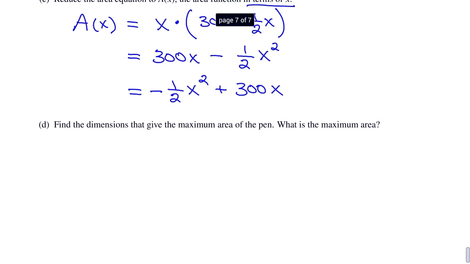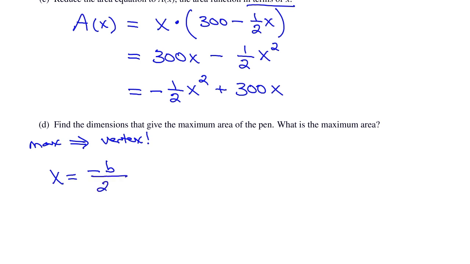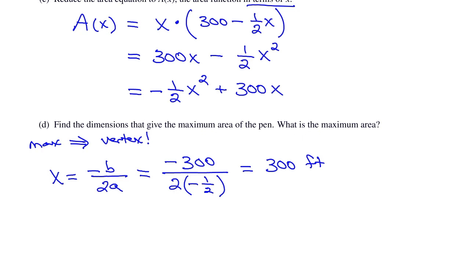Question D. Find the dimensions that give the maximum area of the pen, and what is the maximum area? So again, we're looking for the maximum. It's a quadratic. We know that the maximum occurs at the vertex. So we have x is equal to negative b over 2a. That would be negative 300 divided by 2 times negative 1/2. And if you figure that up, you get 300 feet. So the x side of this pen needs to be 300 feet in order to produce the largest possible pen.